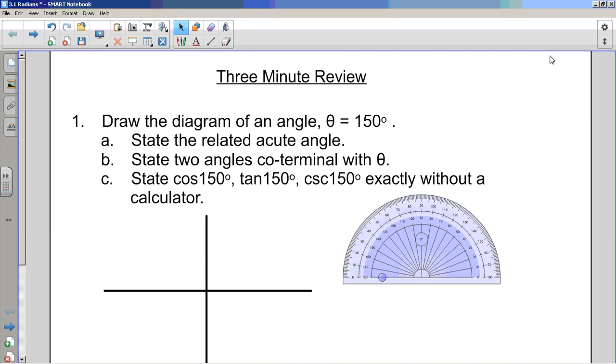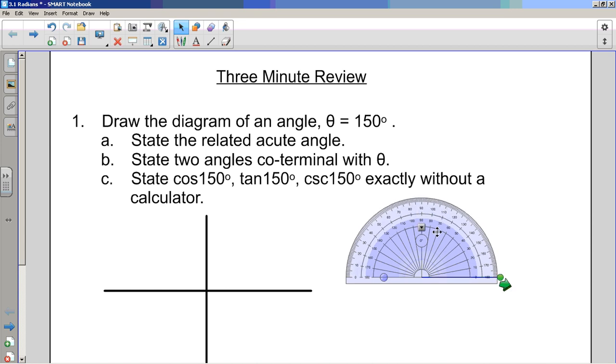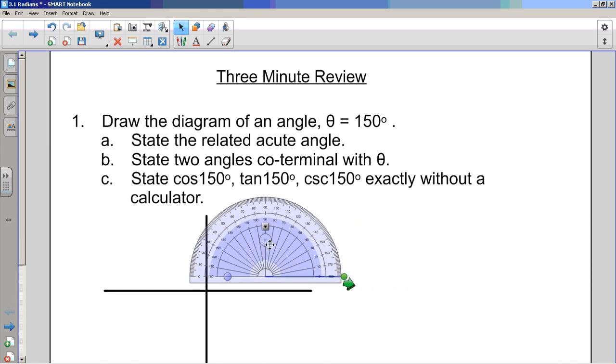This is lesson 3.1, the first lesson of the big trig unit, and this lesson is on radians, whatever that means. And we'll get to that in a second. The 3-minute review here, we were asked to draw the diagram of an angle, and I would be quite satisfied if you just drew a sketch of this angle. But I'm going to use the protractor because it'll remind you what a protractor looks like.